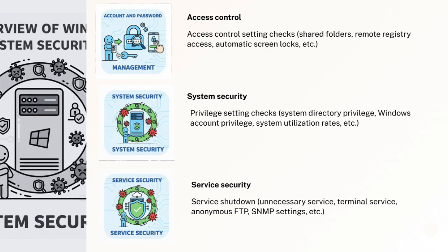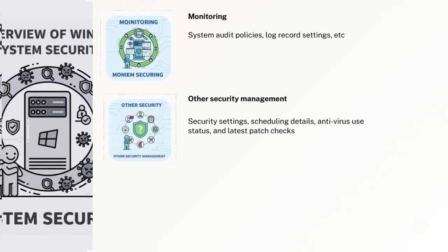System security. Privilege setting checks, such as system directory privilege, Windows account privilege, system utilization rates, etc. Service security. Service shutdowns, such as unnecessary services, terminal service, anonymous FTP, SNMP settings, etc. Monitoring. System audit policies, log record settings, etc. Other security management. Security settings, scheduling details, antivirus use status, and latest patch checks.